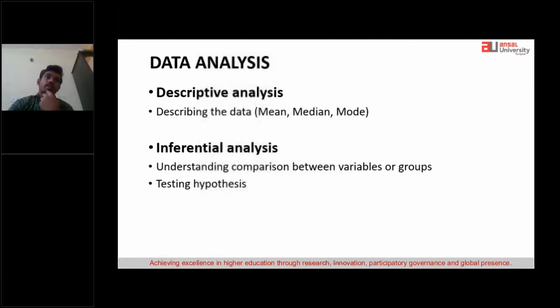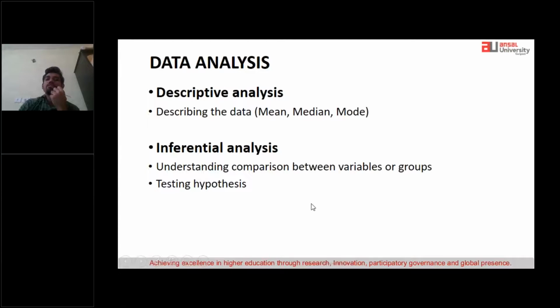Then after you have your data collection done, you have to analyze your data. Now data analysis can be done in two ways. One is the descriptive analysis, another one is the inferential analysis. Descriptive analysis is just describing the data. So if you have a sample of 100, you are just describing your data: what was the mean age of the sample, what was the range of the sample, what were the common values. Just a description of your data comes under descriptive analysis. We can use mean, median, mode, standard deviation, all these things in descriptive analysis.